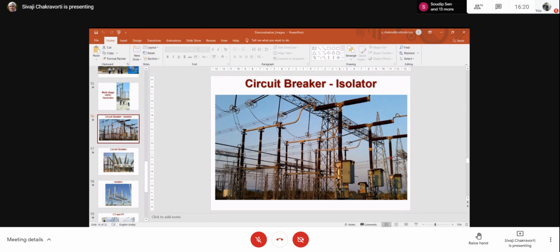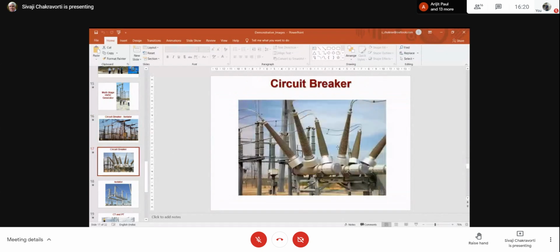This is how we identify which conductor is the red phase, which conductor is the yellow phase. So you can immediately identify. Otherwise, there is no way you can identify red, yellow, blue. Generally, always some terminal will be colored. The conductors are never colored. Please don't confuse: conductors are never colored. Typically, terminals are colored. This is another circuit breaker.